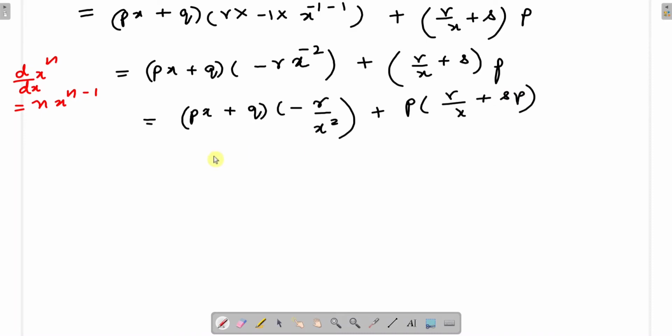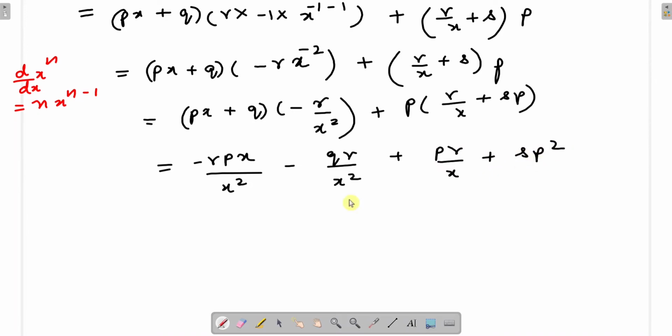Okay, so now if we open the bracket and multiply this, what will we get? rpx divided by x square, minus qr divided by x square, plus pr divided by x, plus sp square.